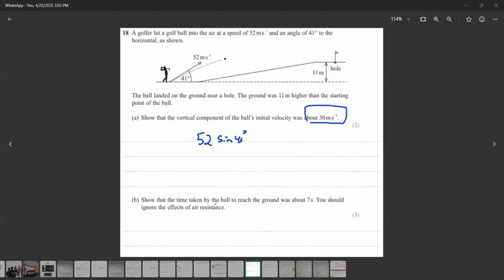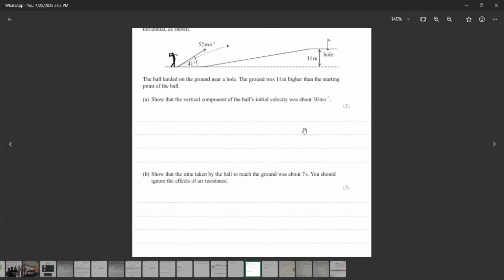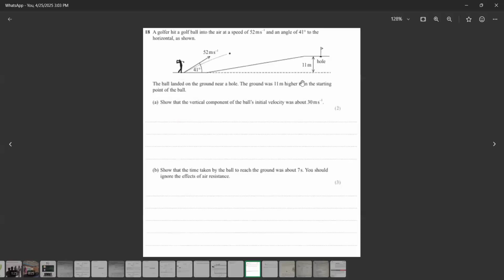Now show that the time for the ball to reach the ground was about 7 seconds, and you should ignore the effect of air resistance because we consider it negligible. So how much time will it take to reach the ground? And we have to show the time to reach the ground is about 7 seconds. And the ground was 11 meters high. So we know the vertical displacement, and we know the vertical component, that was 34.1 meters per second.